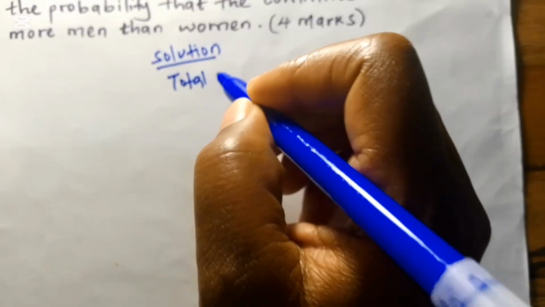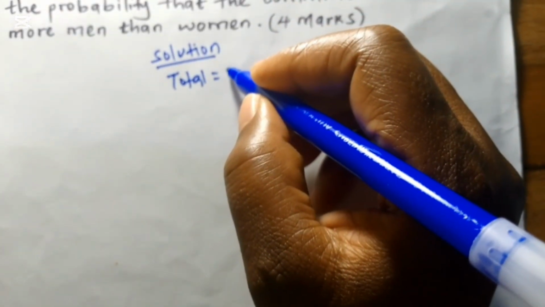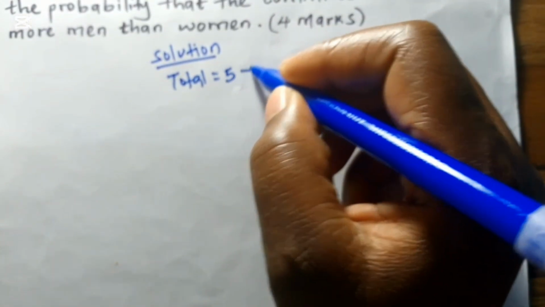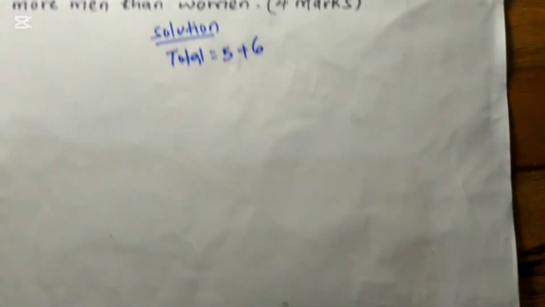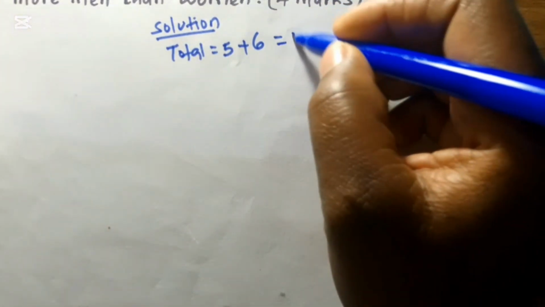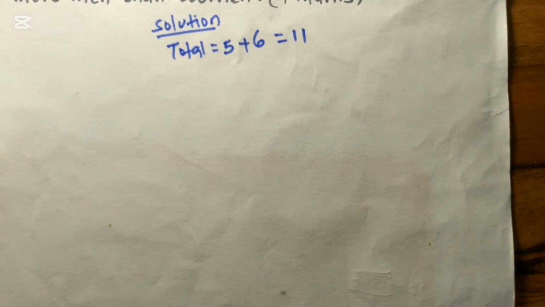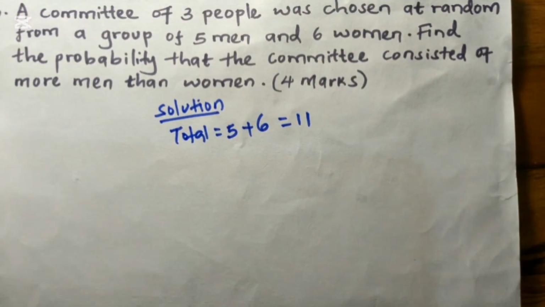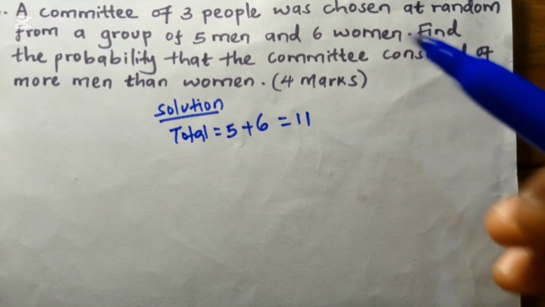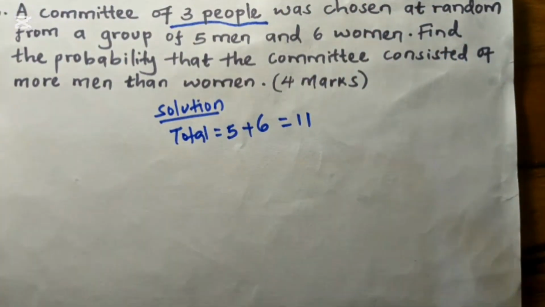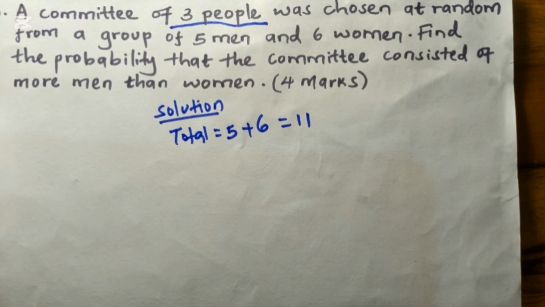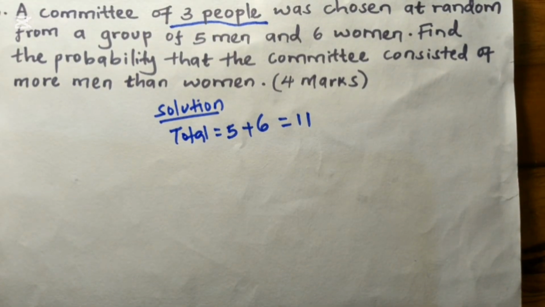Total is always the first thing. We have 5 men plus 6 women. 5 men and 6 women, that is 11 people. And then the keyword again here is committee of 3 people. So we need 3. We are going to pick 3 times.